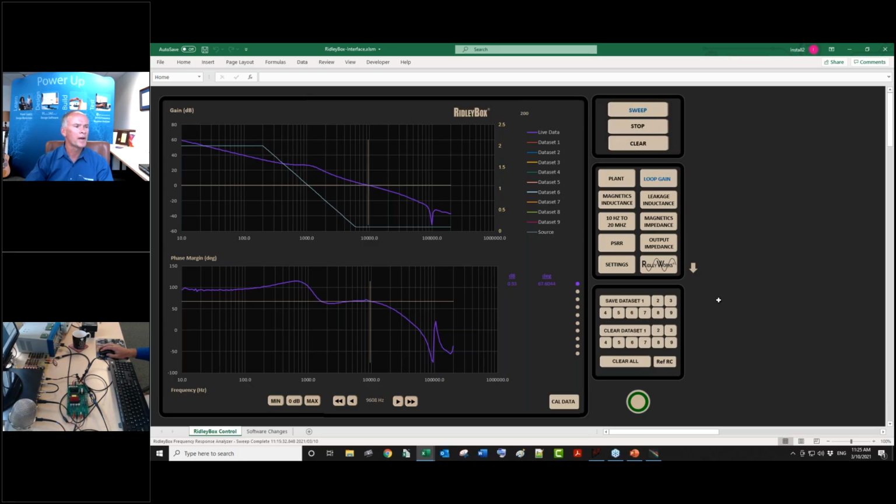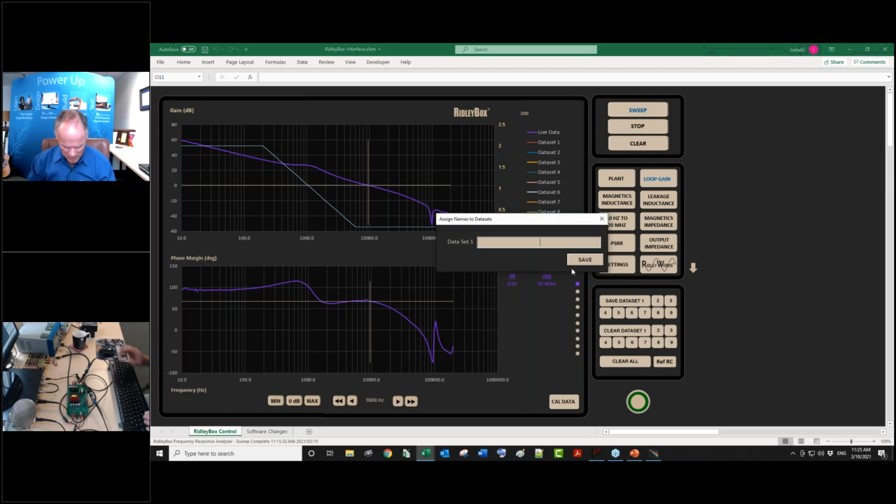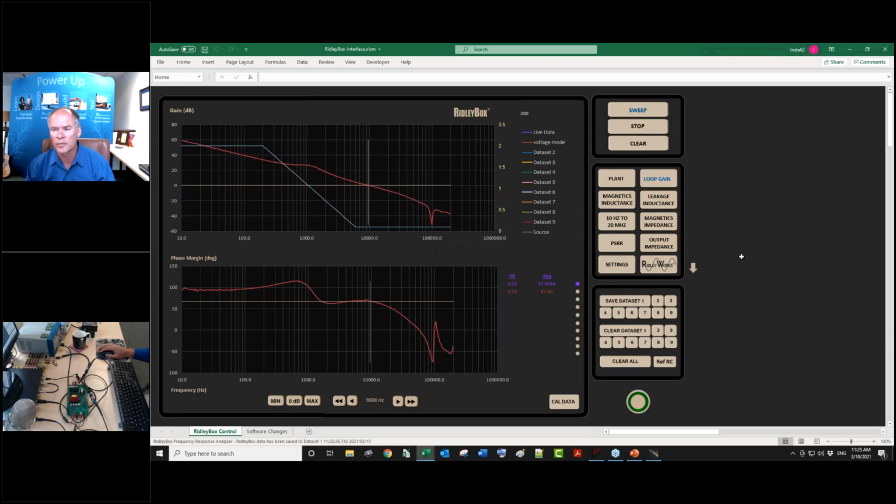I'm getting through them here. Okay. Can you display multiple Bode plots? Yes, you can. And you can do this with the AP300 now as well. For example, save dataset 1, voltage mode, save. Boom. Let's make it current mode.